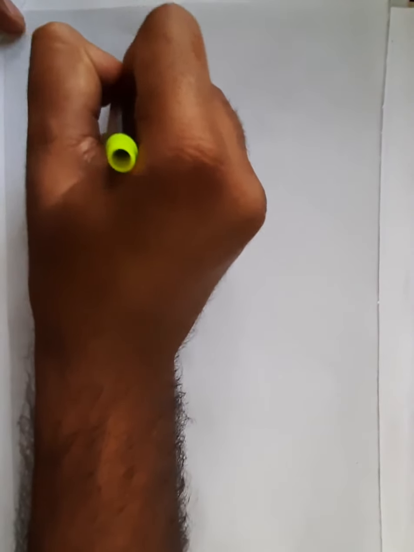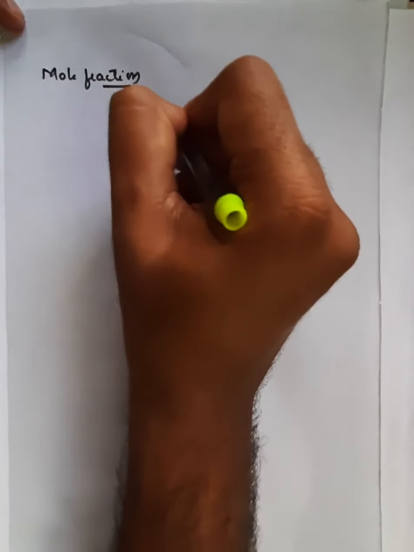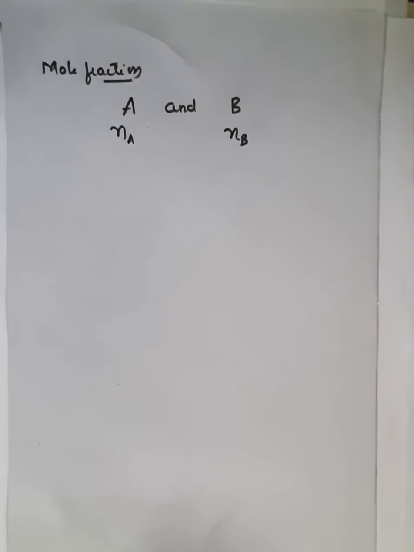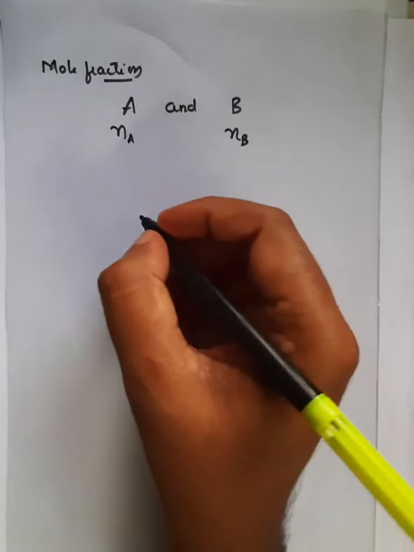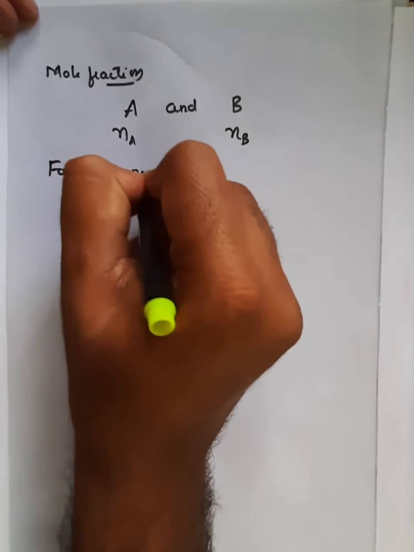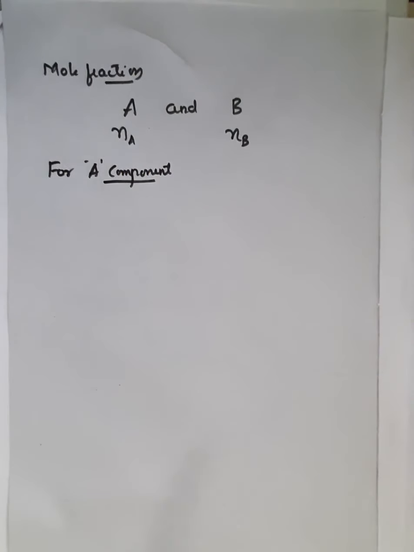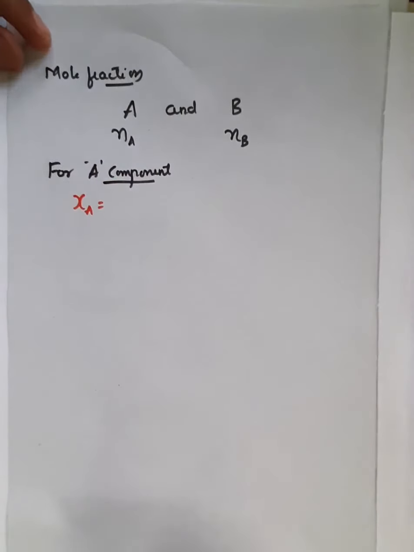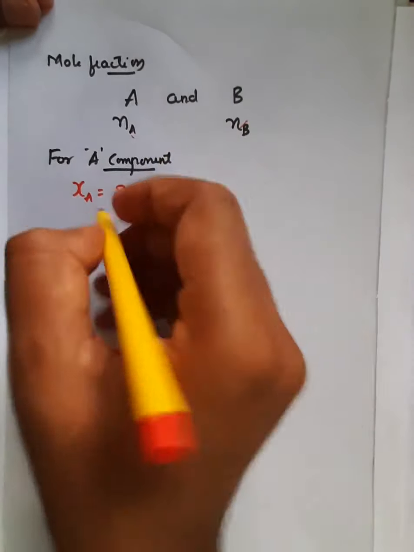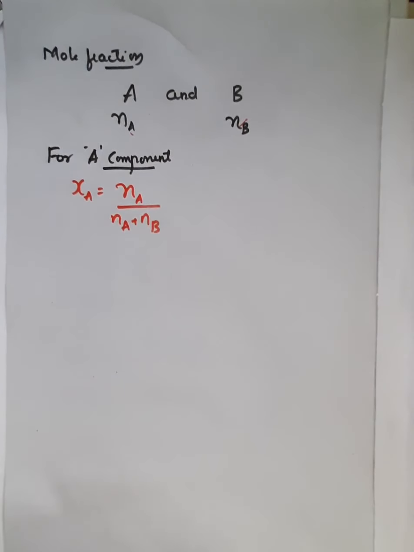I will do some rough work here for your understanding. According to the formula, mole fraction is the desired component divided by the total number of components. If A and B are two components, Na is the number in A and Nb is the number in B. To calculate the mole fraction for component A, XA is equal to the desired component Na divided by the sum of both, Na plus Nb.